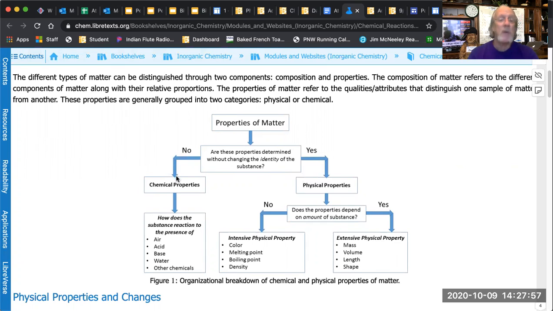On the chemical side, I have to change it in order to figure it out. With gasoline, if I put a match by it, it goes poof, it burns.